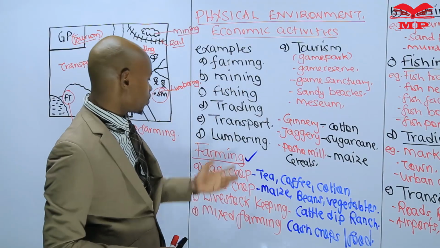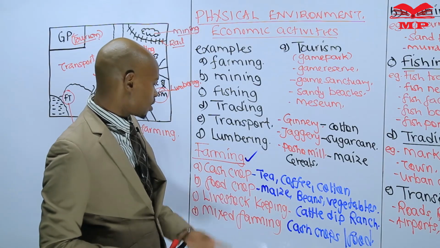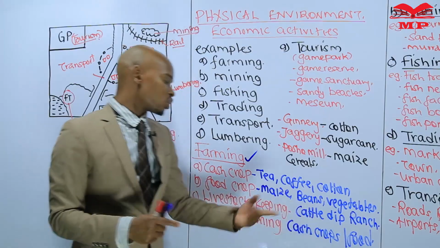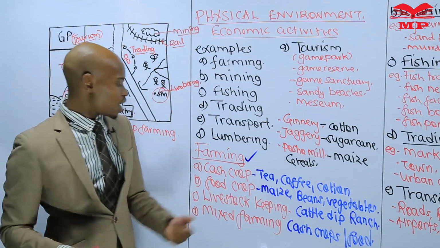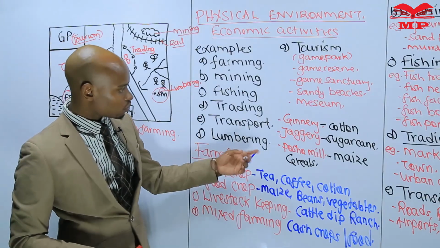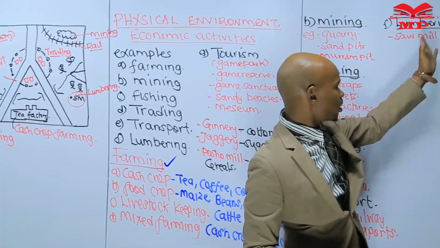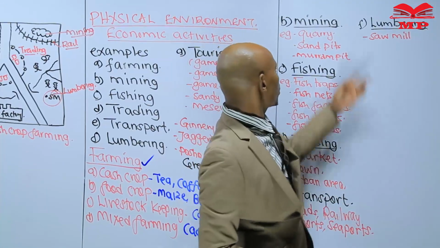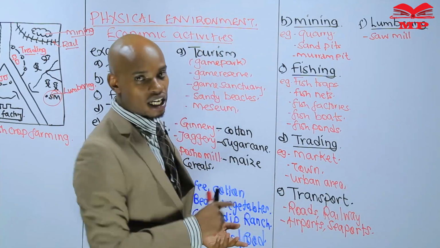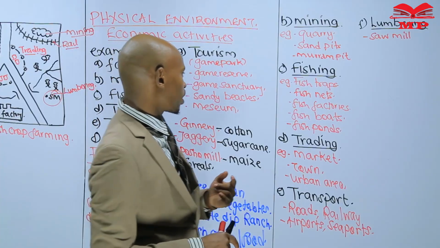In the name of farming, we have gone through the farming, and there are 4 types of farming: cash crop farming, food crop farming, both of them, mixed farming, and livestock keeping. In the name of cattle dip, cattle ranch, slaughterhouses, they all tell you that there is livestock keeping. Lumbering, we have explained lumbering. There will be a sawmill, not a forest. Lumbering is where trees are processed. Mining, presence of a quarry, a sand pit or a marram pit, and not an abandoned or exhausted one. You have to be very, very careful there.